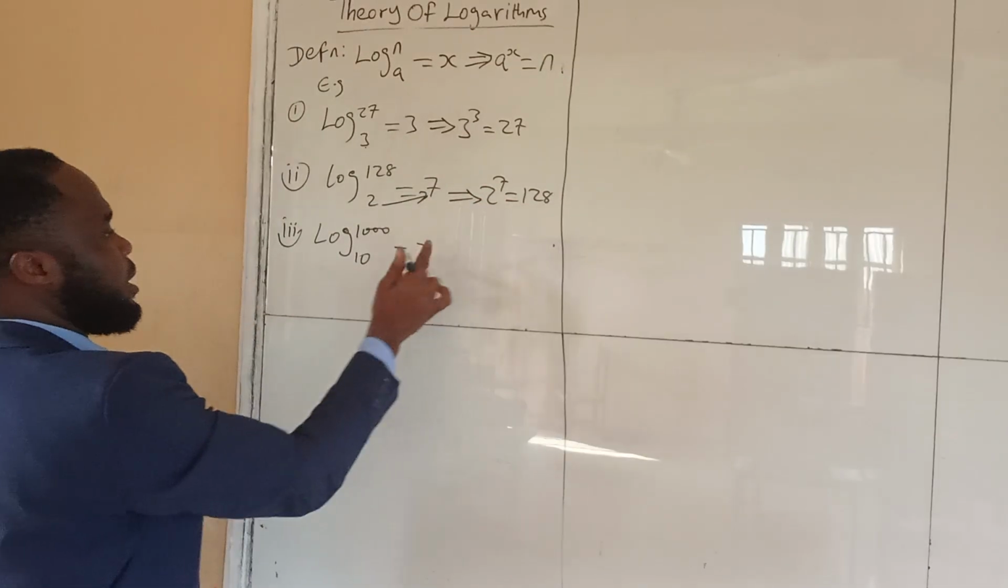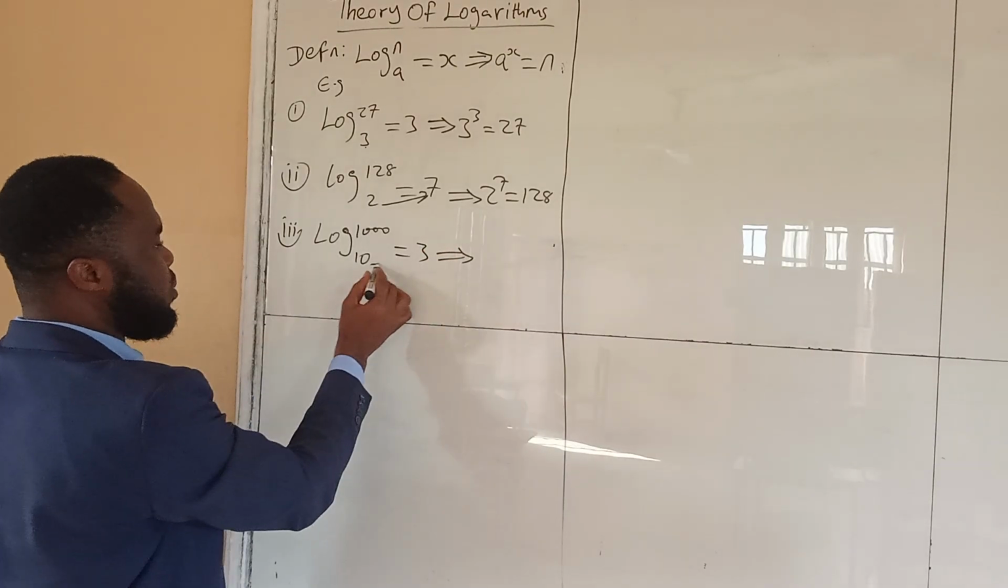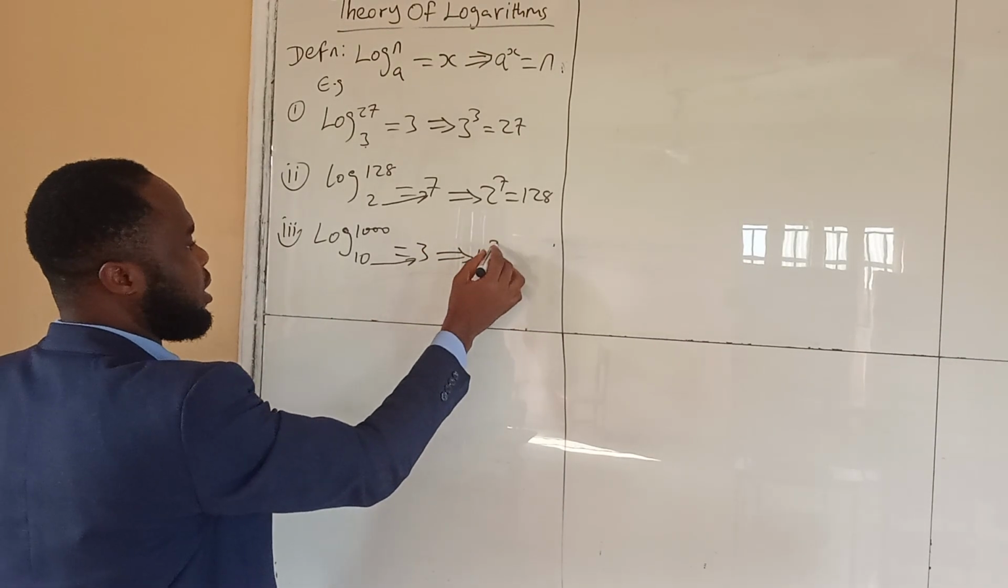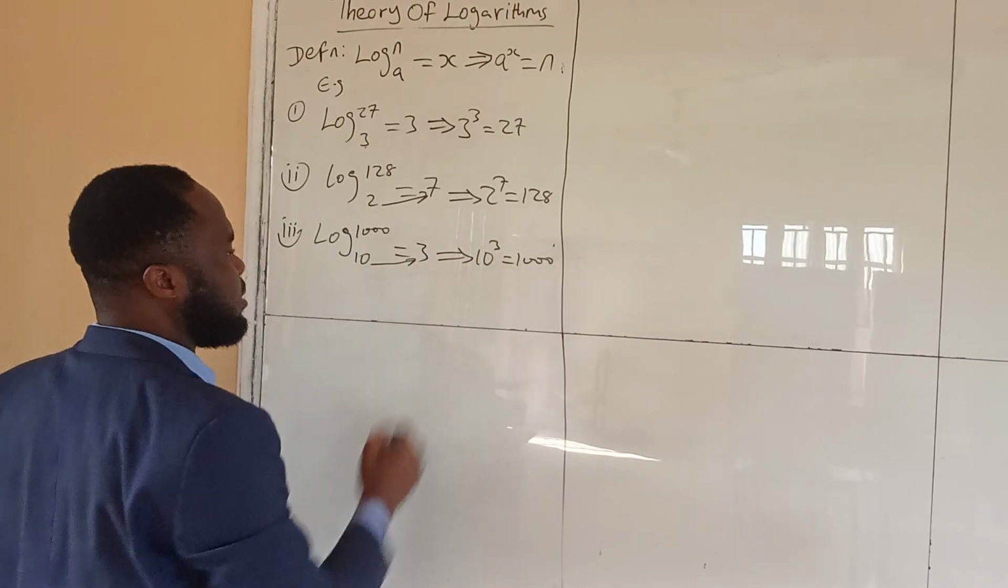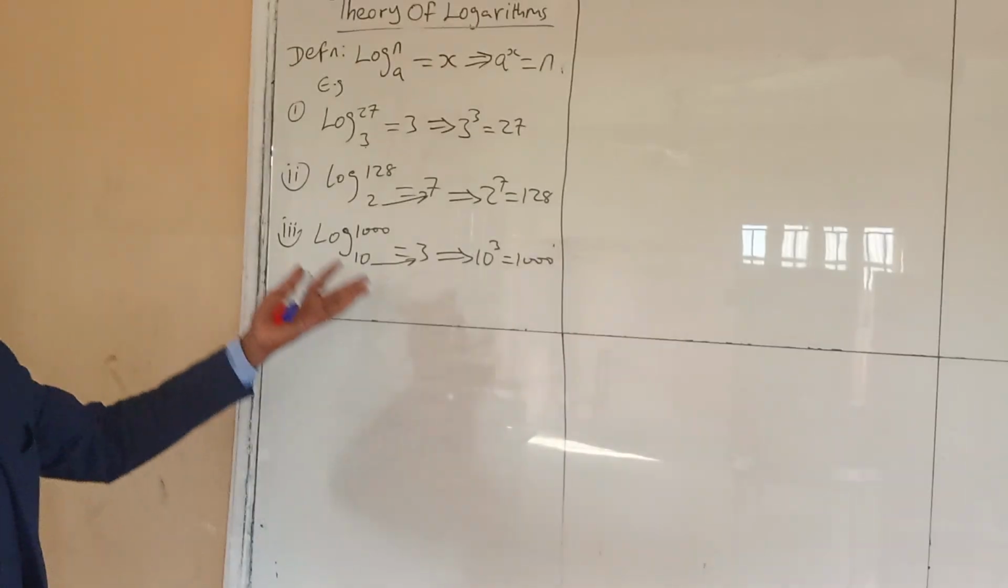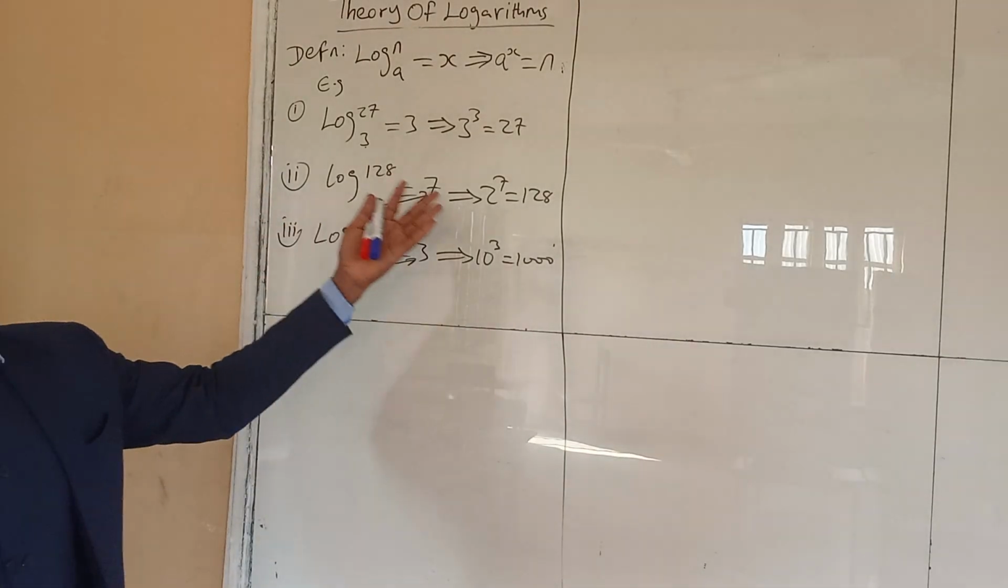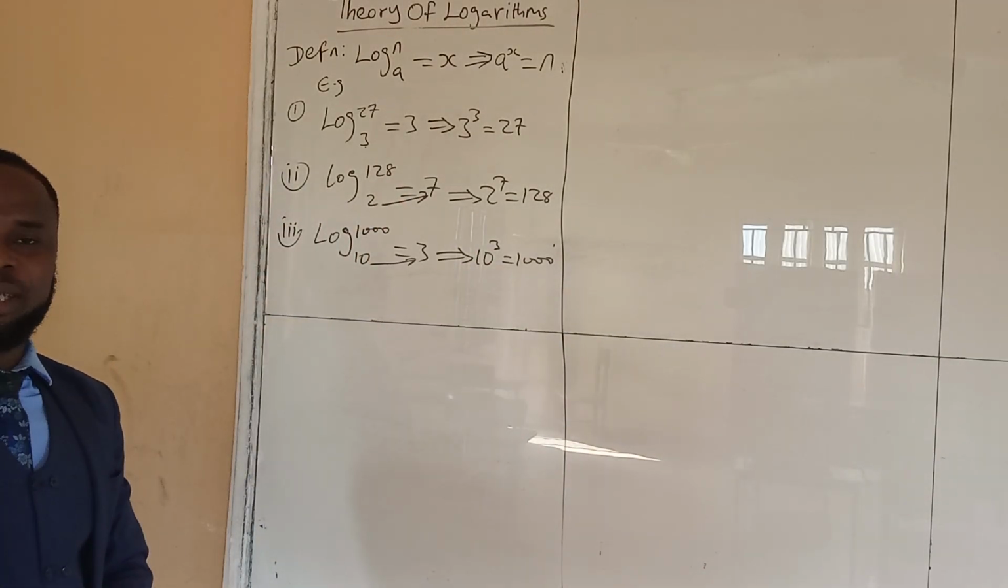The same thing is applicable here. You see that 10 raised to the power of 3 gives us 1000. So we can always move from log to indices.